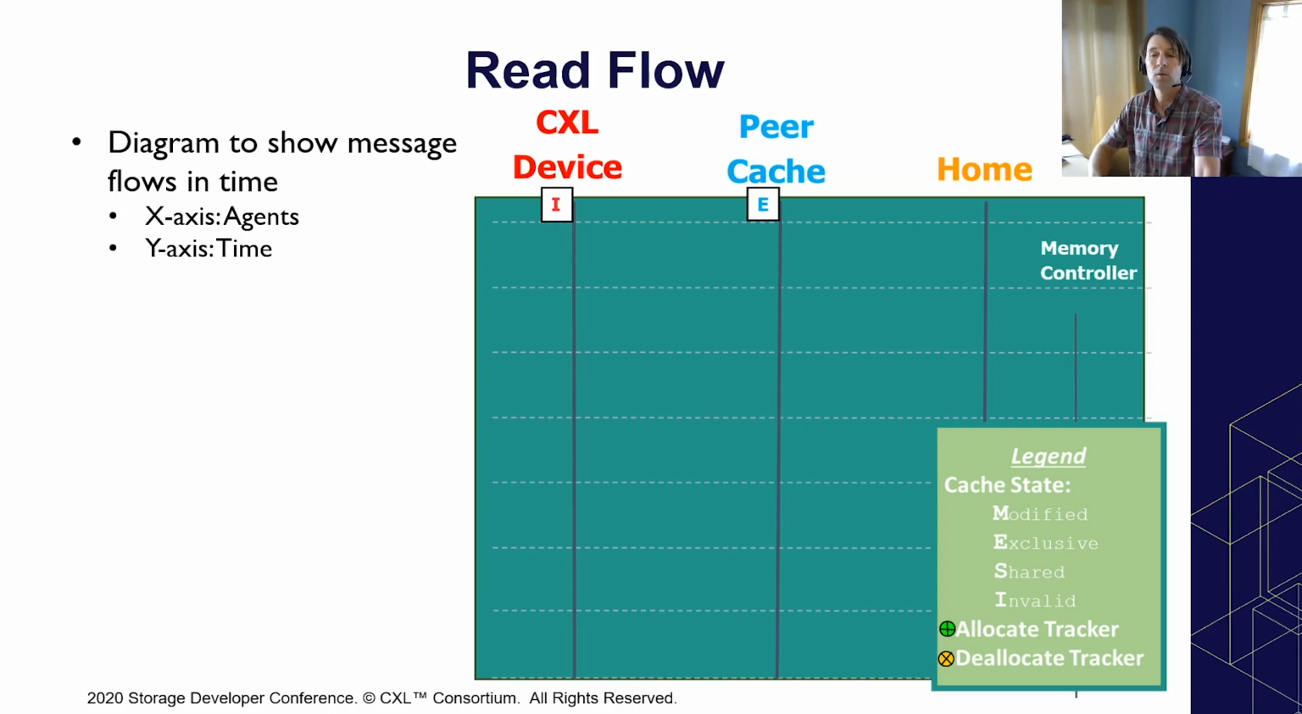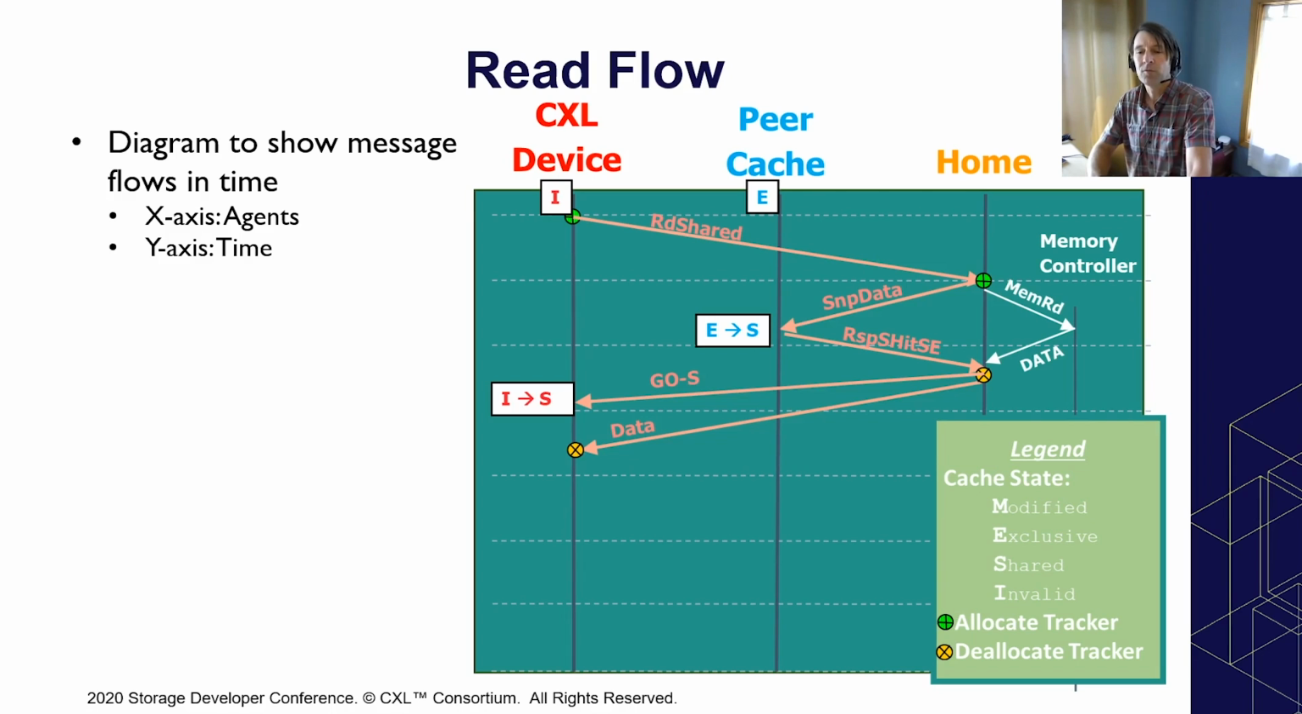Okay, so now I'll start using a diagram, sometimes referred to as a ladder diagram or a Feynman diagram, to show how the messages flow over time. You'll see that in the x-axis we have the different agent types. We have the CXL device, we have peer caches, we have the home agent and the host, we have a memory controller. And then in the y-axis we have time. So how these transactions flow with respect to time will flow down the graph.